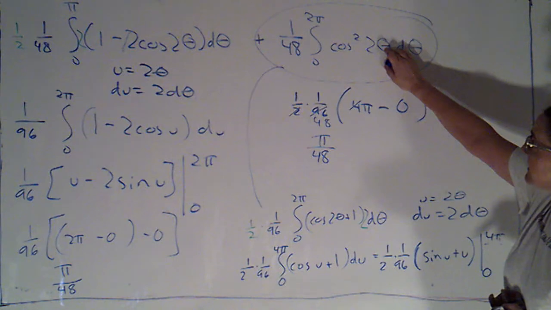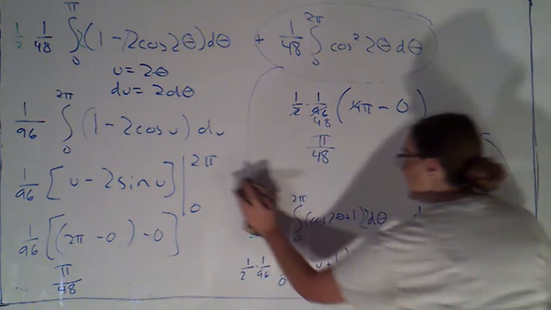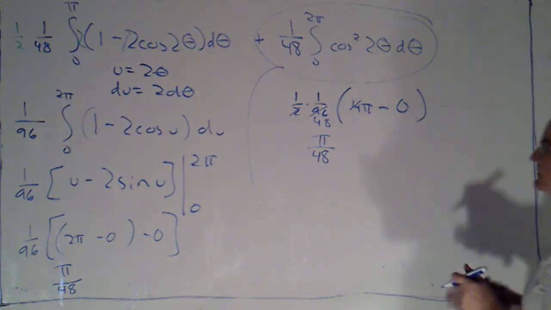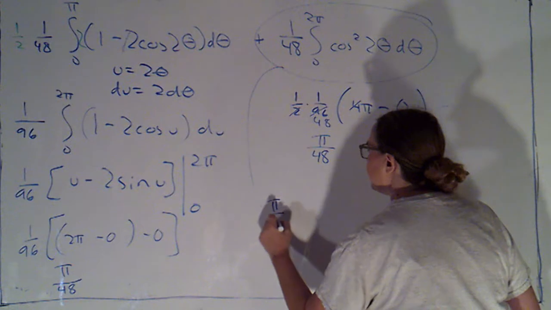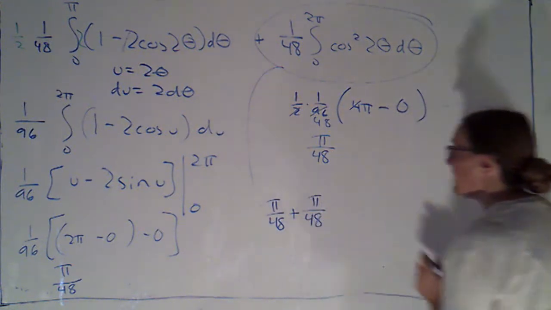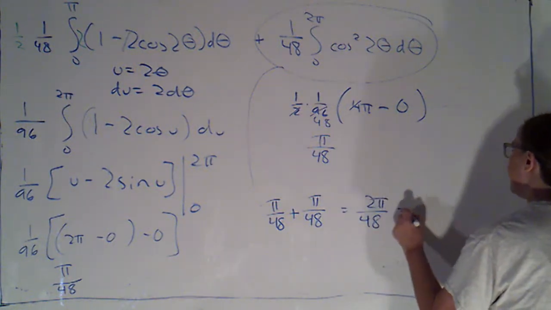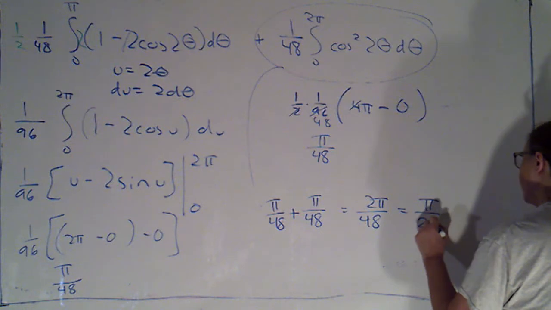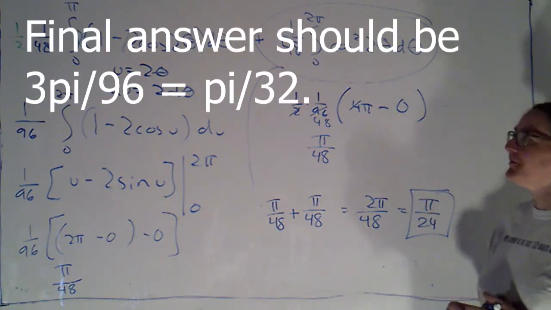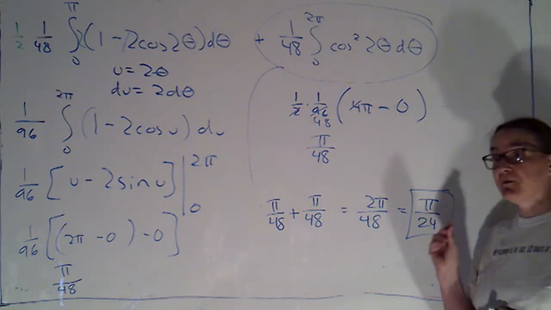Now, that was this integral here. I need to add that to this integral here. So we've got pi over 48 from the first integral, plus another pi over 48 from the second integral. That is 2 pi over 48, which is pi over 24. And we're done. I am very happy that that is a positive number, because we were finding volume.